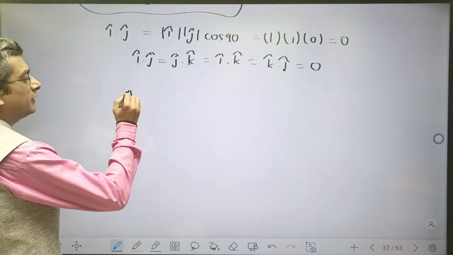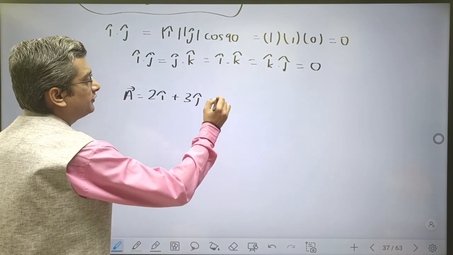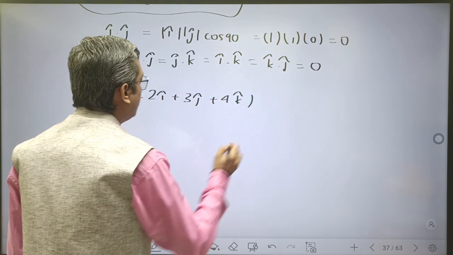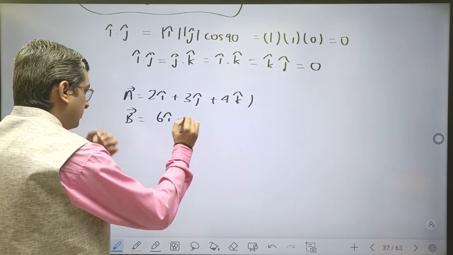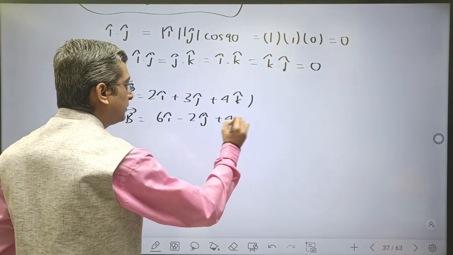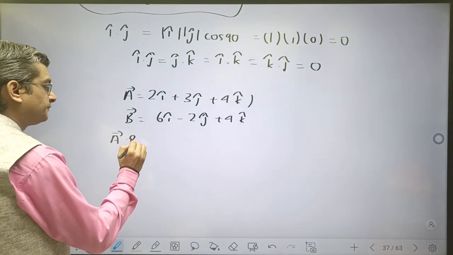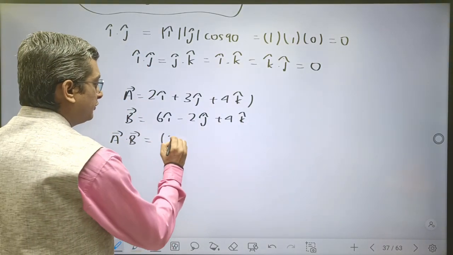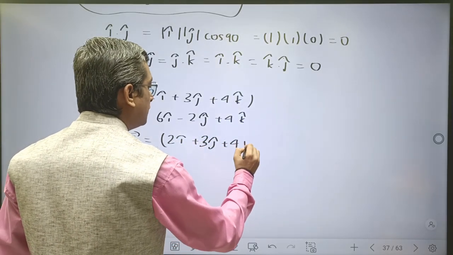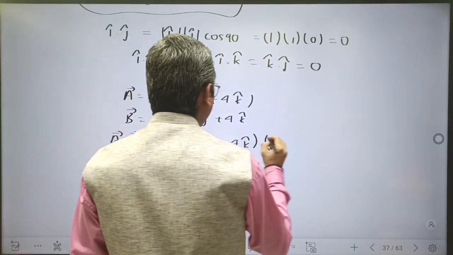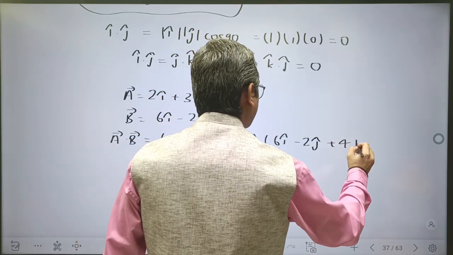Suppose I write A vector is equal to 2i cap plus 3j cap plus 4k cap, and B vector is equal to 6i cap minus 2j cap plus 4k cap. Now what happens if I wish to find A dot B? So in the first bracket we write 2i cap plus 3j cap plus 4k cap. In the second bracket we will write 6i cap minus 2j cap plus 4k cap.